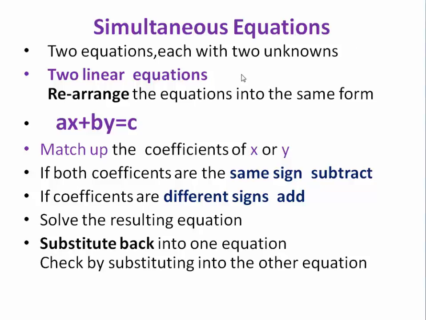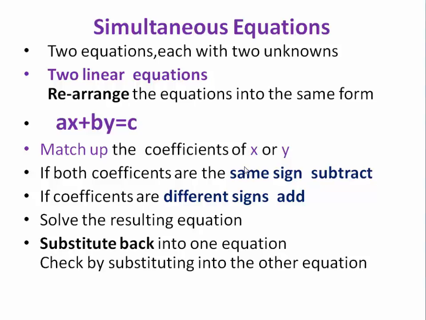The equations can be two linear equations. In this case we rearrange the equations into the same form, ax plus by equals c. Always try having the x first, the y second, equals c. Match up the coefficients of x or y, so if one of the coefficients is the same in both the equations, then that's great. We can solve by either adding the two equations or subtracting one from the other.